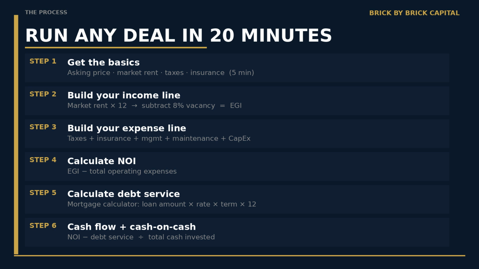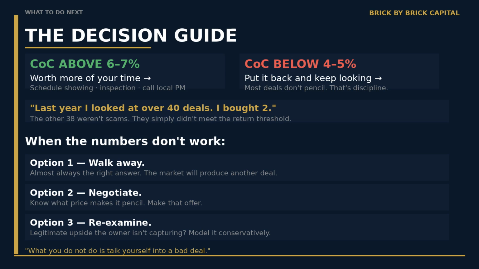Step 5, calculate debt service. Use a mortgage calculator. Plug in your loan amount, interest rate, and term. Get the monthly payment and multiply by 12. Step 6, calculate cash flow and cash on cash. NOI minus annual debt service equals annual cash flow. Divide by your total cash invested to get cash on cash return.